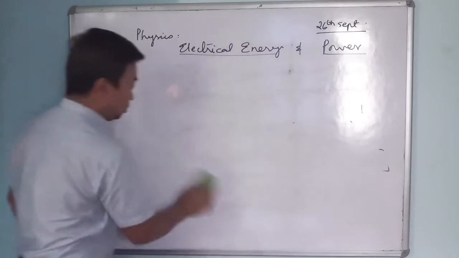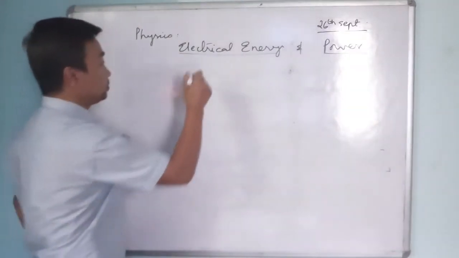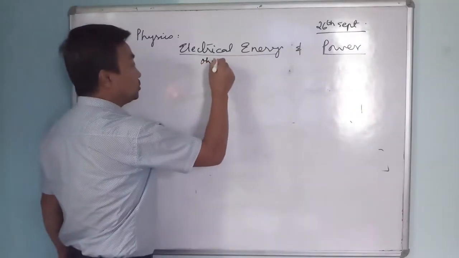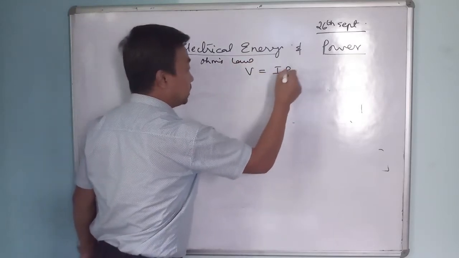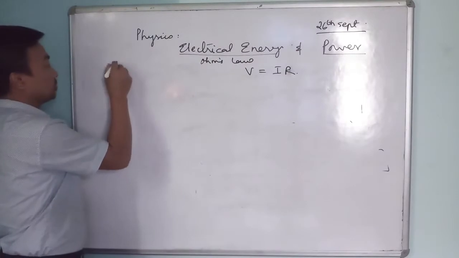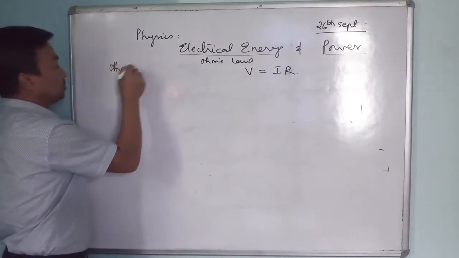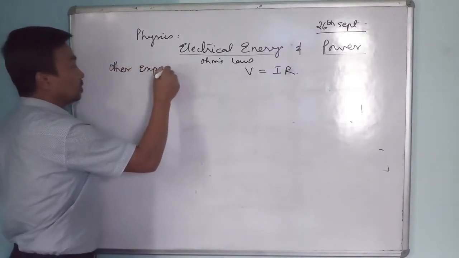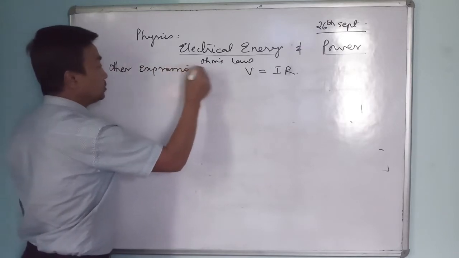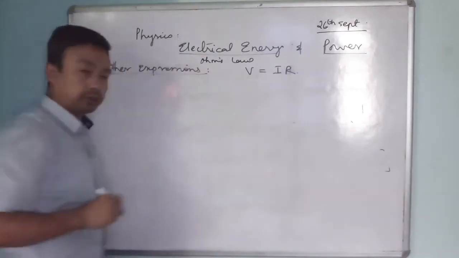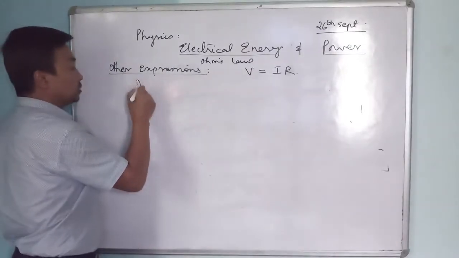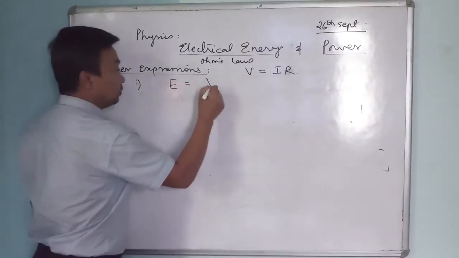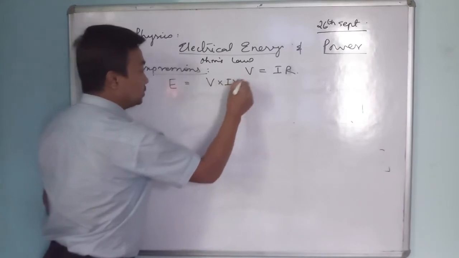Now if you go to Ohm's law, Ohm's law says that V equals I into R. So we have other expressions for this electrical energy. The first expression we got just now: V into I into T.